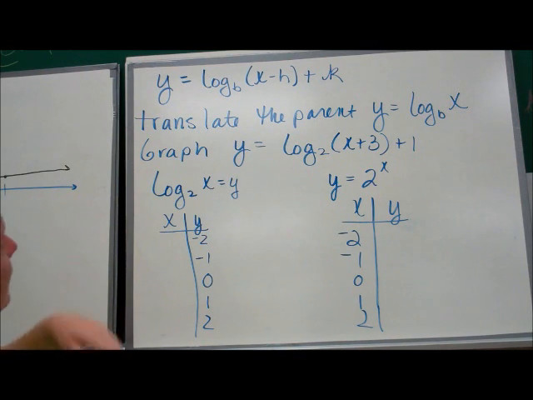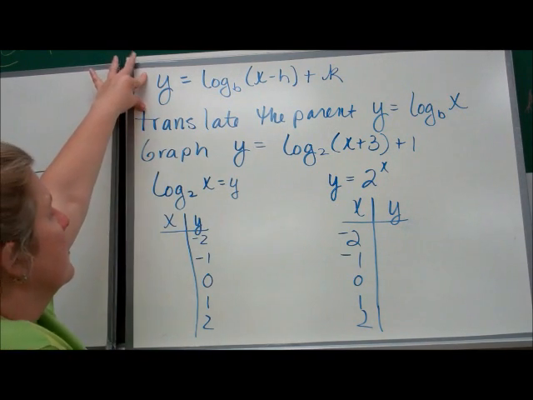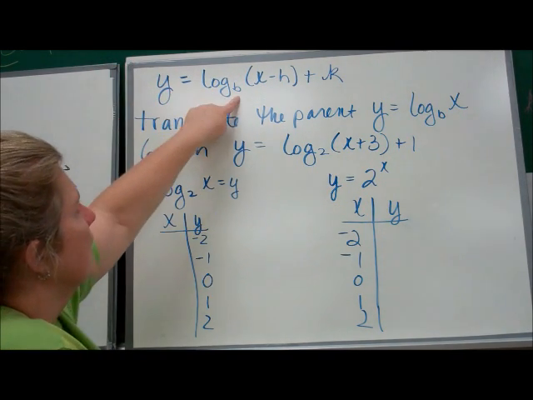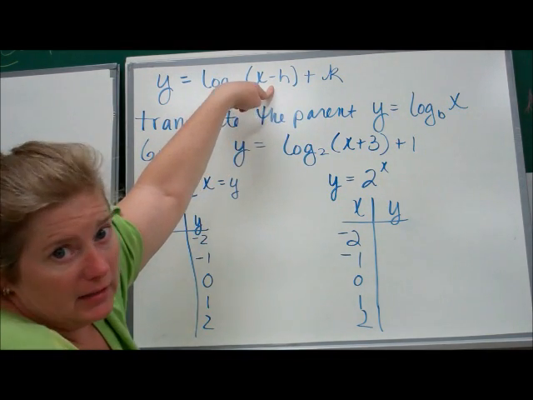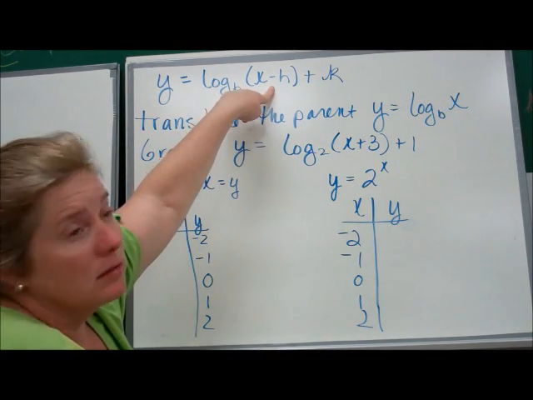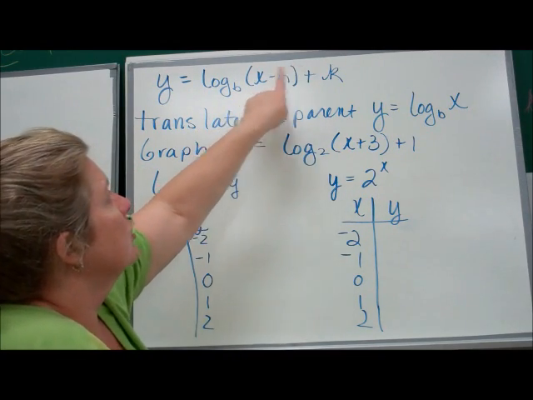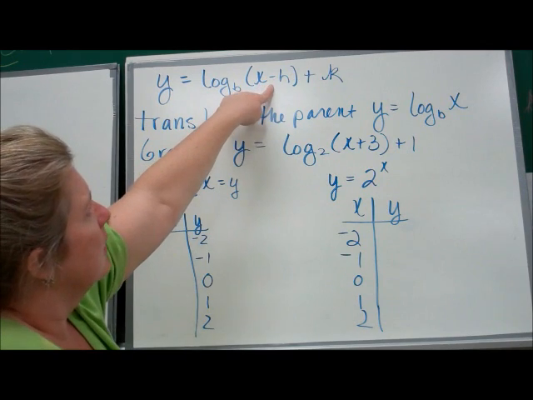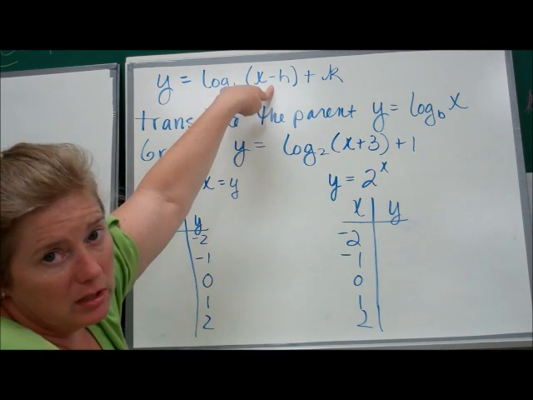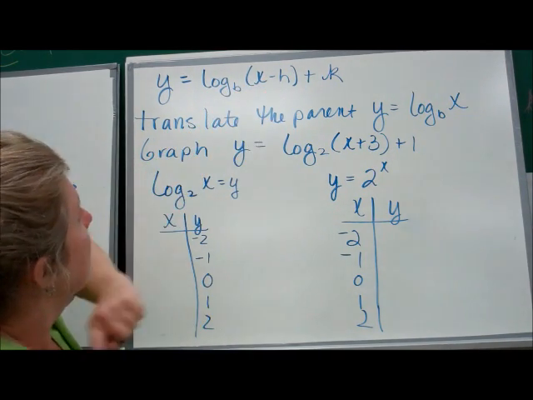Alright, now what if we've got to translate one? Let's say we've got something in the form of y equals log base b of x minus h plus k. Well, the minus h is going to be your horizontal translation. The plus k is your vertical translation. And remember, it's the bad twin here, so it's going to do the opposite of what we would think.